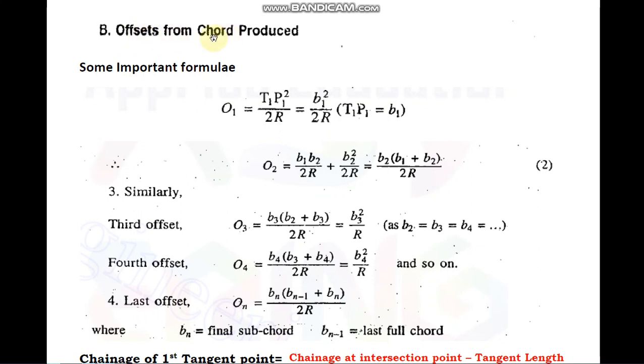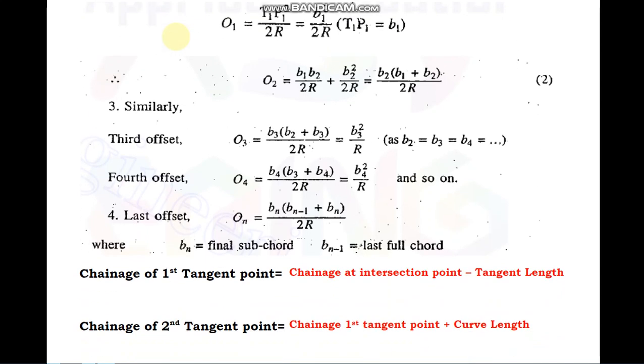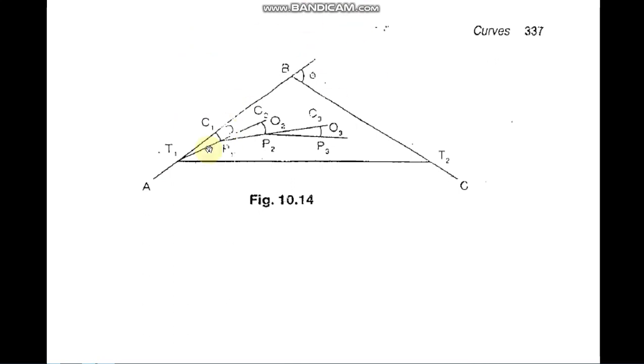Offsets are perpendicular, and we have to set them from the chord produced. So I'll show you one diagram. This is the typical diagram of curve AB, BC. Point B is the intersection point, T1 is the first tangent point. How this method works: we place the first chord here, and at the end of the chord we place our first offset, that is O1. So this is the first chord, this is the first offset.